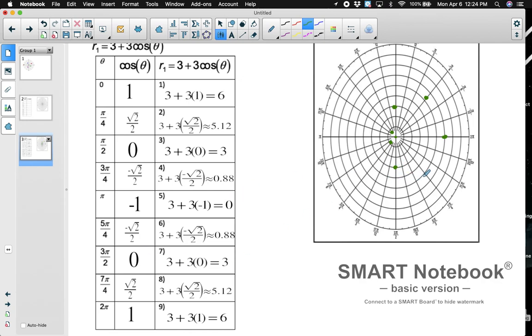7 pi over 4 is this line, and I'm going to be at 5.12 approximately, so 1, 2, 3, 4, 5. Then I finish out at 2 pi, which is the same as 0. I'm going to be at 6, and I already have that point there. So we have this graph, and now we're going to go ahead and try and connect these points. And bear with me as I try and do this on my trackpad. I don't have a stylus, so.